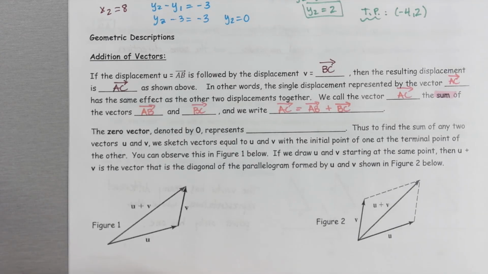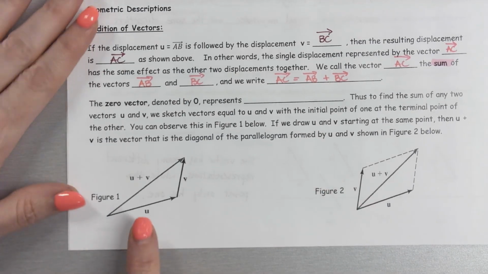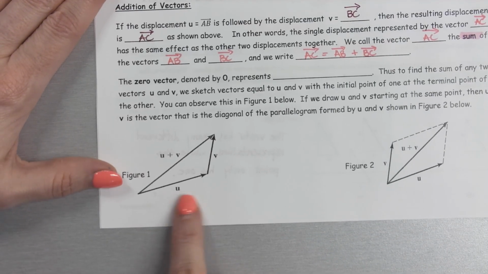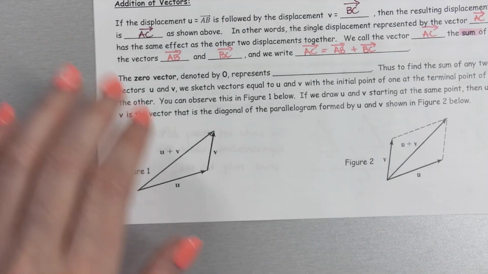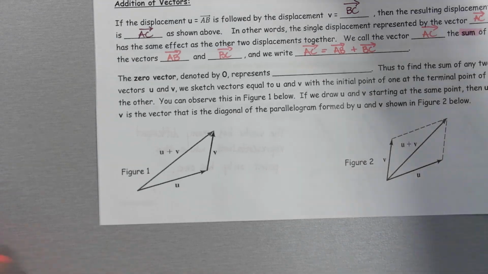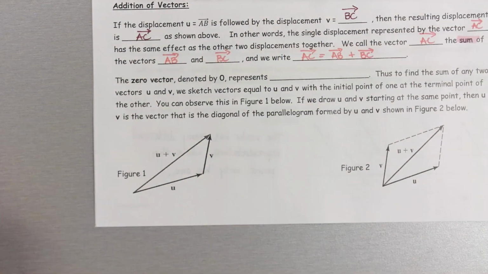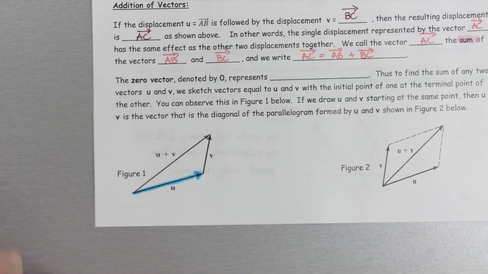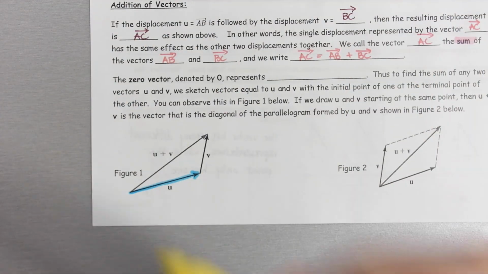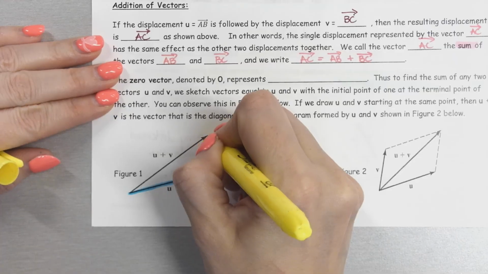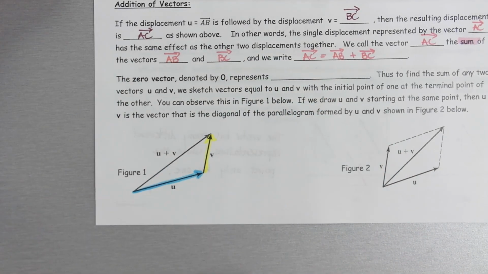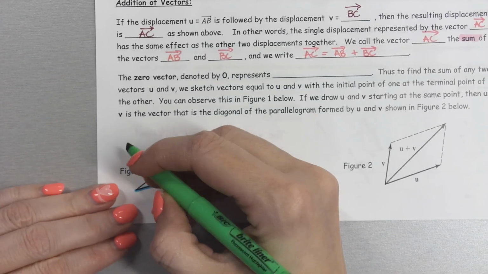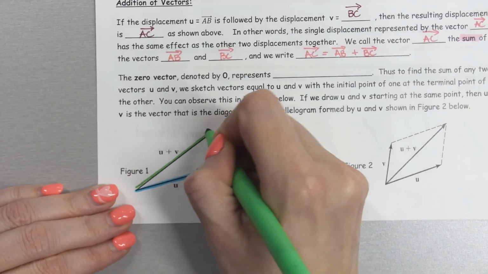So in this first figure here, we have something similar to that addition. So let's use some color theory here as well. So if you have vector u and vector v, those two displacements, blue and yellow, make green. Go green. There we go.